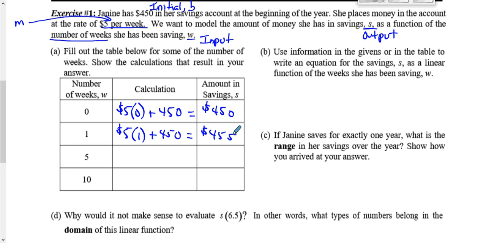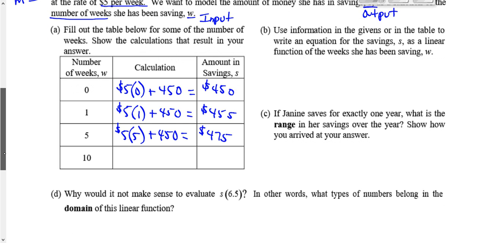So we keep doing that. Now we're at, careful, it's not going to 2, it's going to 5. So $5 times 5 weeks plus what she started with. That was 5 times 5, so how much does she have? $475. And then 10 weeks would be $5 times 10 of those weeks, plus the amount she started with. So that's 50 plus 450, which is $500 at the end of 10 weeks.